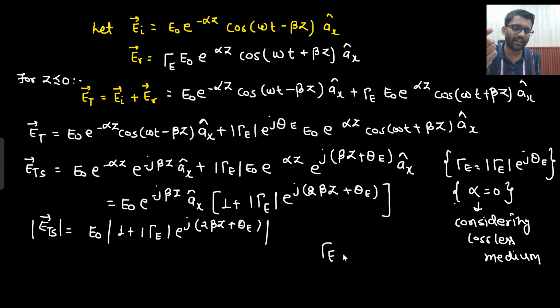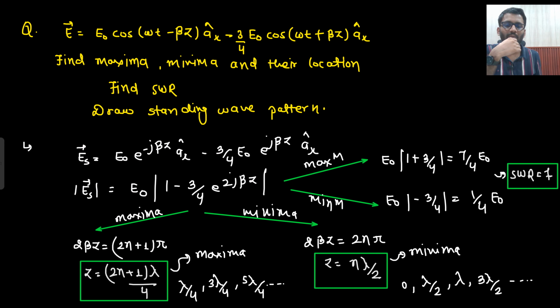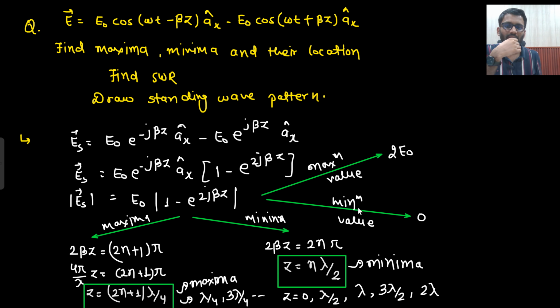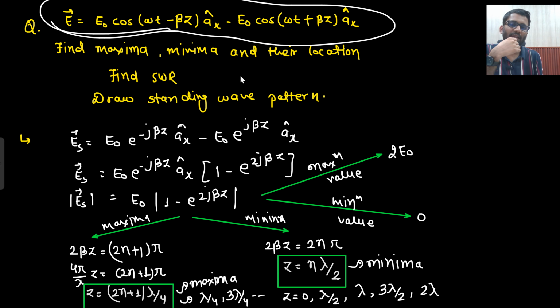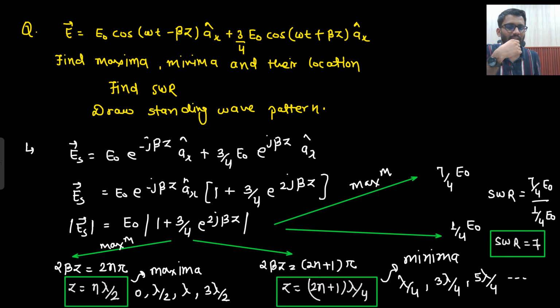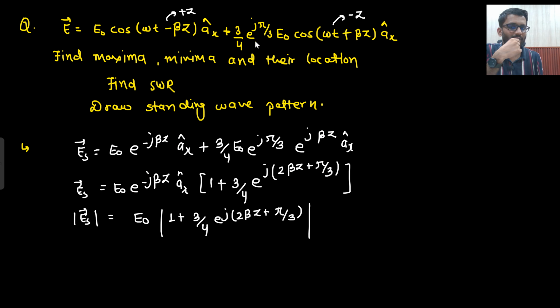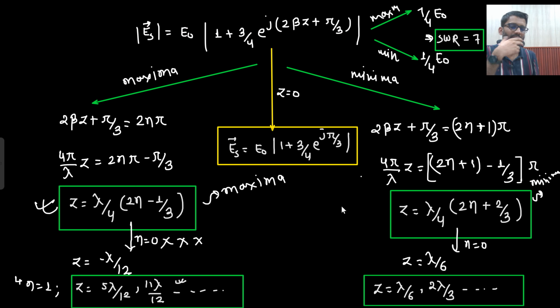Let's say my gamma e was minus 1. Then which condition would I come to? If gamma e was minus 1, then this would be my expression and this analysis I would be doing. If my gamma e was 3 by 4, then this analysis I would be doing. If my gamma e was minus 3 by 4, then this analysis. And if my gamma e was 3 by 4 e to the power j pi by 3, then this analysis I would be doing. So we have already studied all the patterns without even understanding that we have studied it.